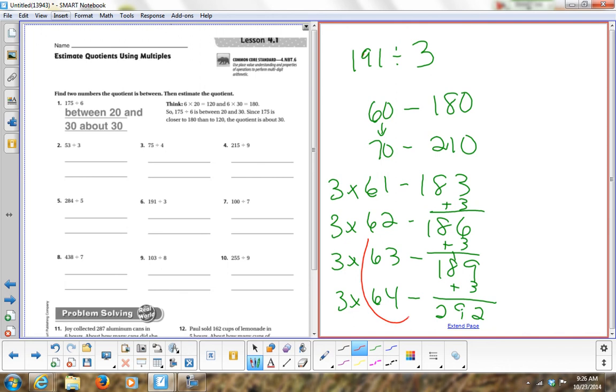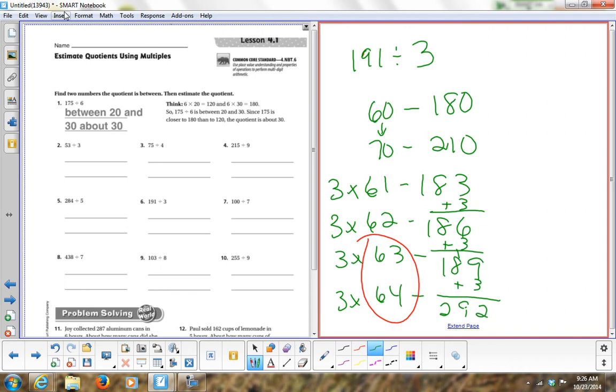Okay, so my two numbers in between are 63 and 64. Oh, I wrote the wrong number. Okay, so my answer is between 63 and 64. Okay, who still does not understand?